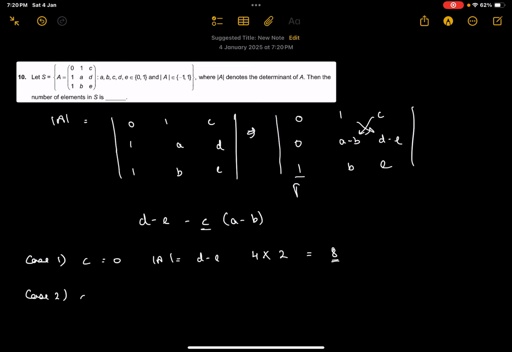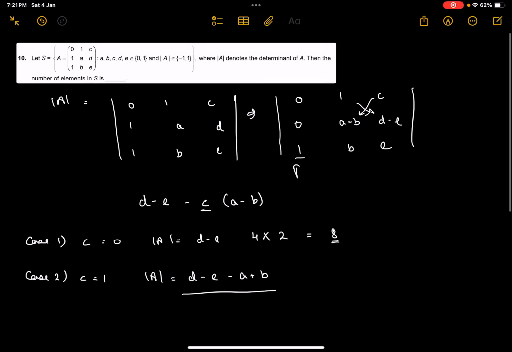Case 2, C is equal to 1. Determinant of A becomes D minus E minus A plus B. So in this case, we can have either exactly one of them or 3 of them to be 1. Because if all of them are 1, then this becomes 0. If 2 of them are 1, then it would be either 2 or minus 2 or 0. As we need minus 1 or plus 1, we will require an odd number of these to be 1.